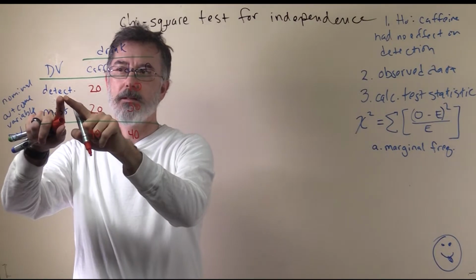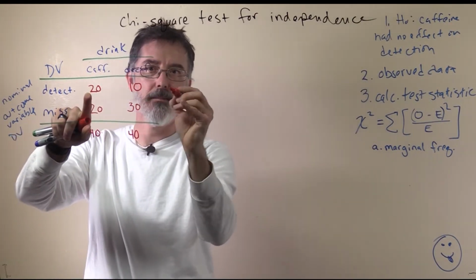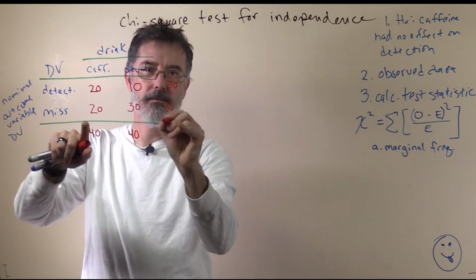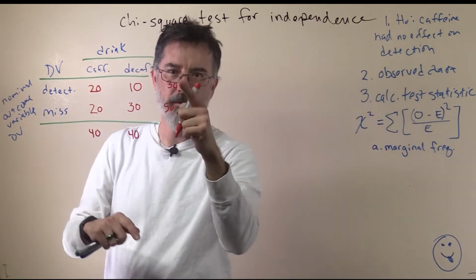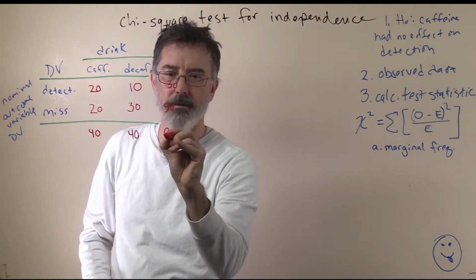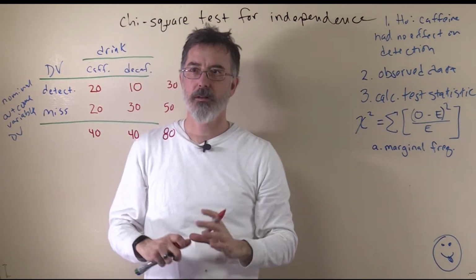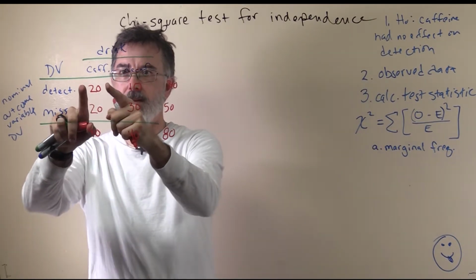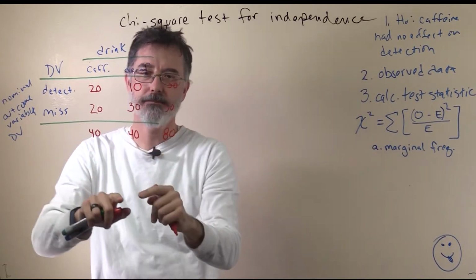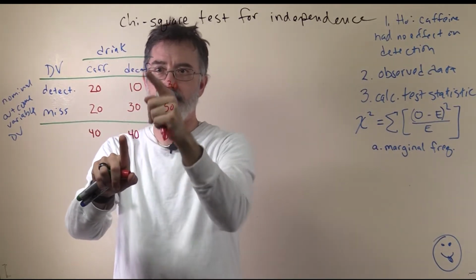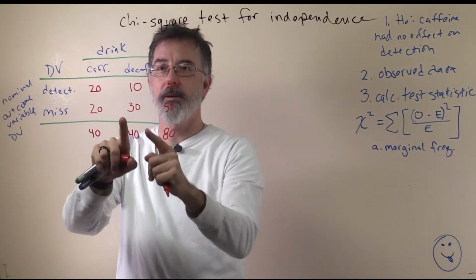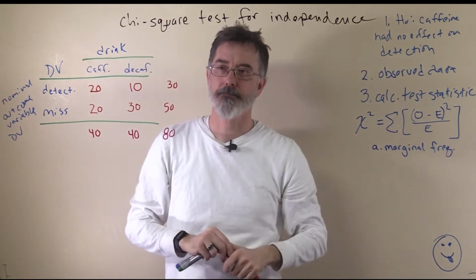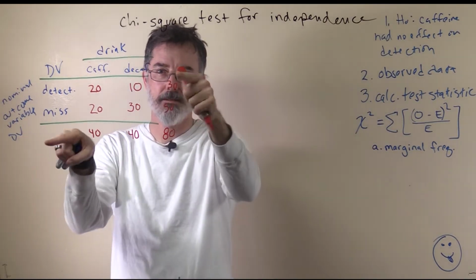How many people detected the smiley face? Well, let's add these up. That's 30. And how many people missed? 50. So these are our marginal frequencies. And if we add these up or add these up, we get our total sample size of 80. Of all the 80 people, 40 drank caffeine, and of those, half detected the smiley face and half didn't. And of these 80, 40 drank decaf, and of those 40 people, 10 detected the smiley face and 30 didn't. These are marginal frequencies because they're at the margin of the table.